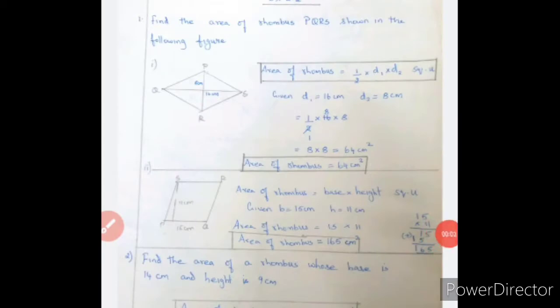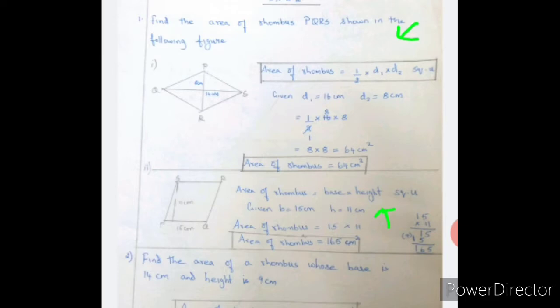In exercise 2.2, we are going to find the area of rhombus. Here we have to use two formulas to find the area of rhombus: when the diagonals are given and when the sides are given. When the diagonals are given, we have to use the formula half into d1 into d2. When the sides are given, we have to use the formula base into height square unit.